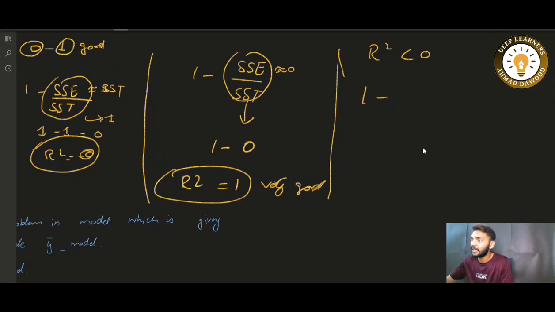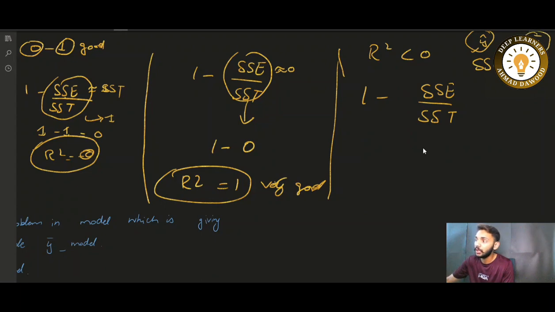The reason for that is that when you have SSE greater than SST, which is obviously a very bad model. If your model is giving such a bad or larger error as compared to a very simple model, which is y bar, and here the model is y cap.